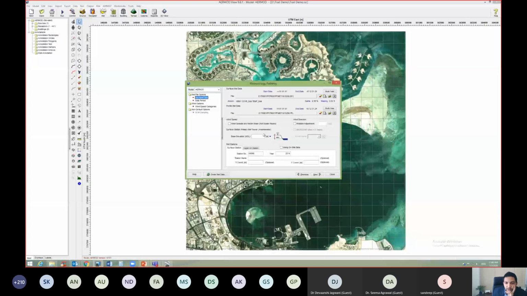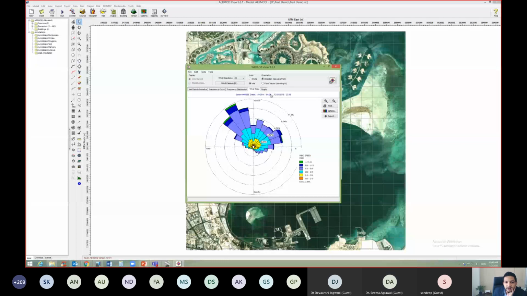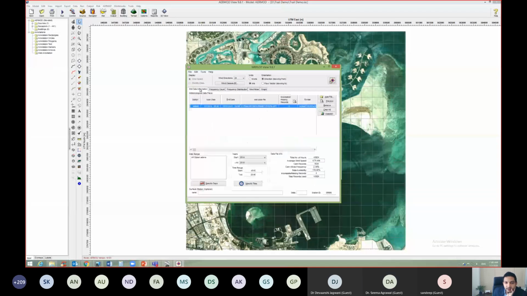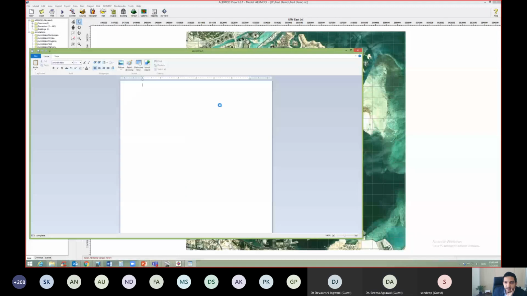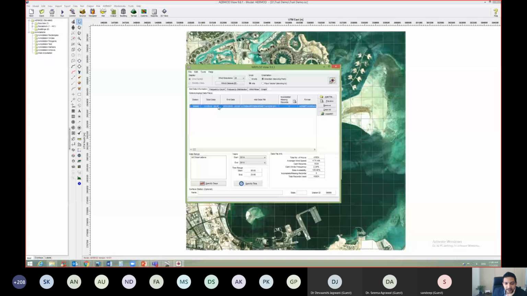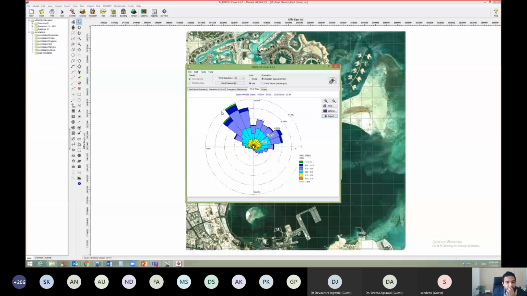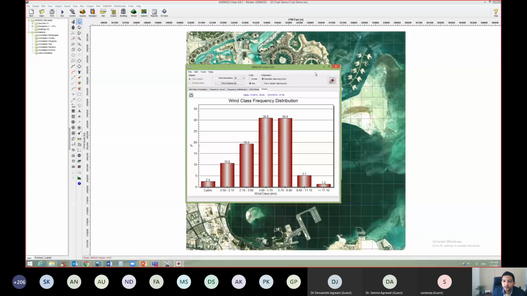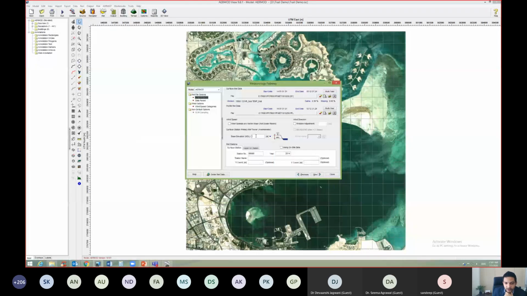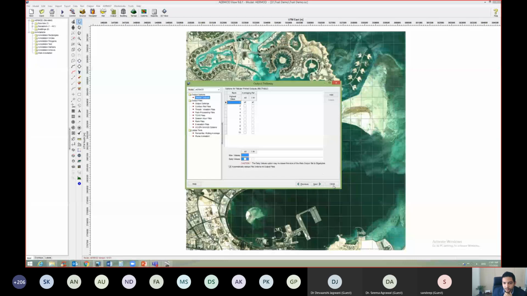So this is basically one of the meteorological data files that I have imported. With this, we can see the wind rose for the meteorological data set. This includes a data set from 2014 to 2018. We can see that the predominant wind direction is from the northwest, and this is the wind speed and the wind frequency distribution. So this is the meteorological data that we have used. It is measured at 12.